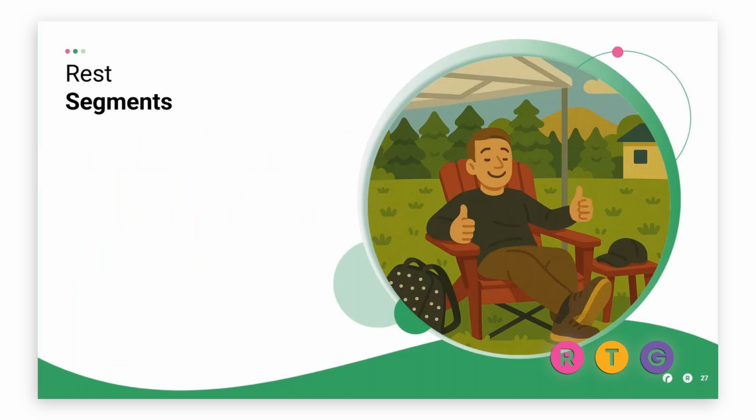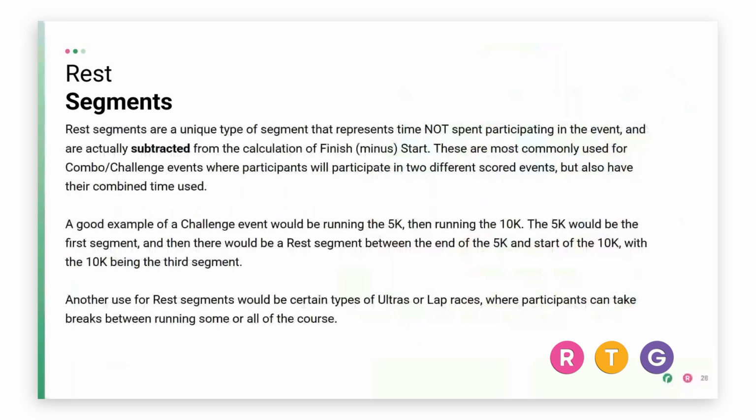Another type of segment that we're going to cover today is rest segments. Rest segments are a unique type of segment that represent time not spent participating in the event. They're actually subtracted from the entire calculation of the event, which is finish minus start. These are most commonly used for combo or challenge events where participants will participate in 2 or more scored events, but also have a combined time for those 2 events.